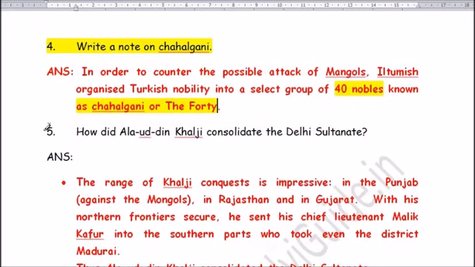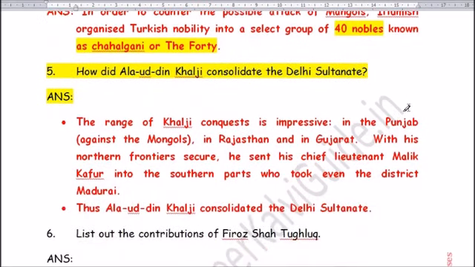Question number 5. How did Alauddin Khilji consolidate the Delhi Sultanate? The answer is the range of Khilji's conquest is impressive in the Punjab against the Mongols, in Rajasthan and in Gujarat. With his northern frontier secure, he sent his chief lieutenant Malik Kafur into the southern parts, who took even the district of Madurai. Thus, Alauddin Khilji consolidated the Delhi Sultanate.